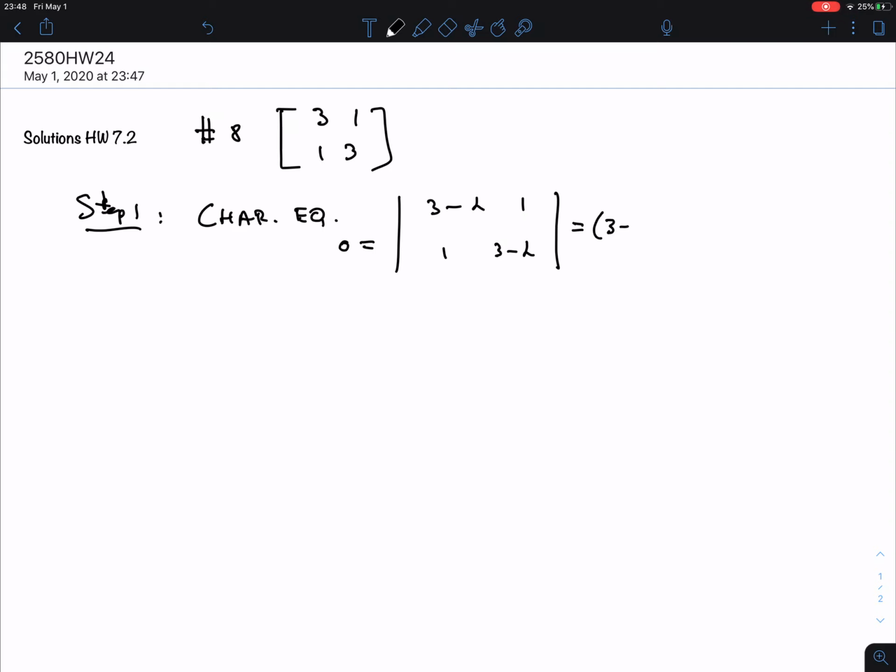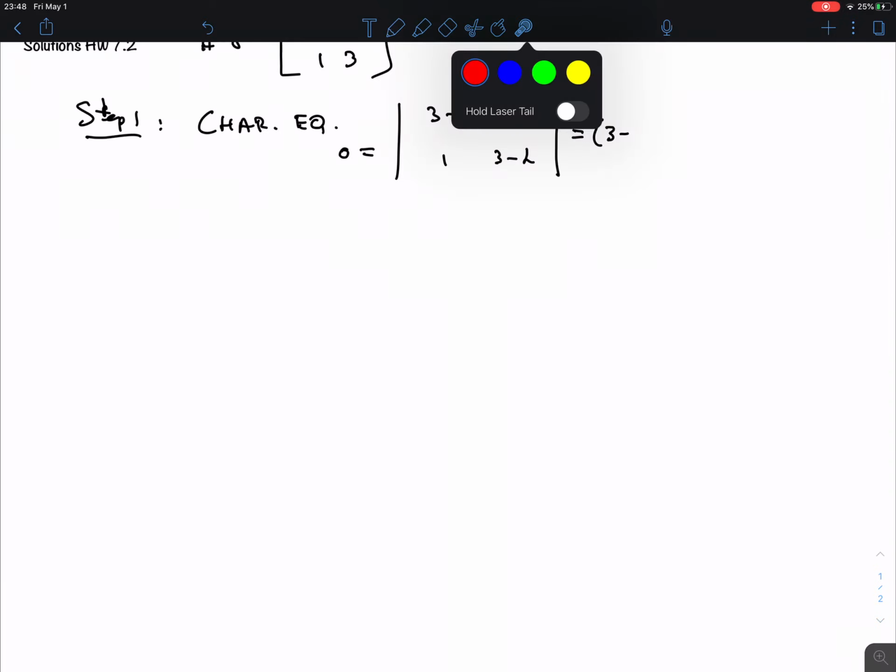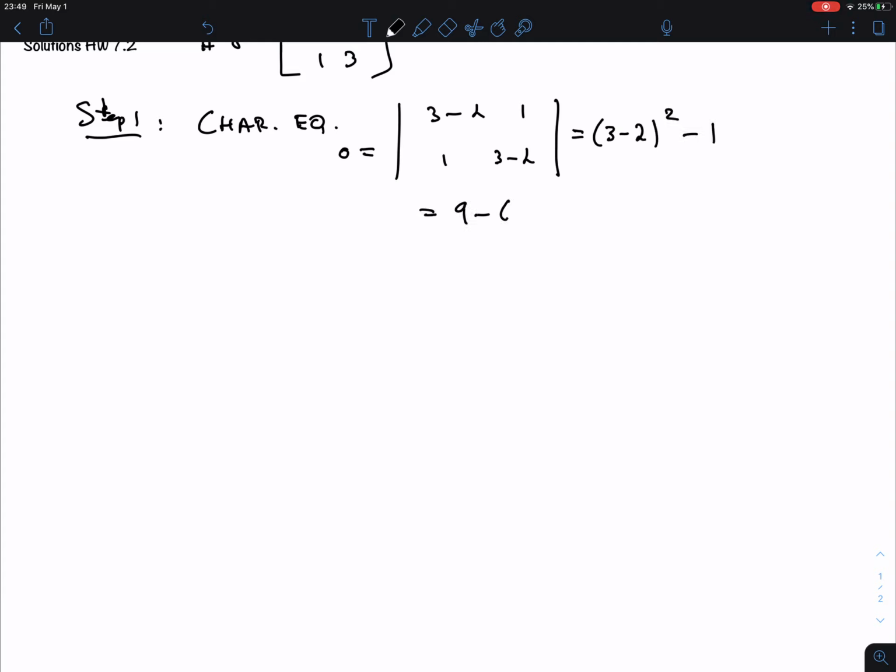Okay, I'm going to write it here. 3 minus lambda squared minus 1. Okay, and then the double product formula, that is 9 minus 6 lambda plus lambda squared minus 1. If you do, you can FOIL it out. Lambda squared minus 6 lambda plus 8. So two numbers that multiply to 8 and add up to 6: 2 and 4. So we get lambda equals 2 and lambda equals 4.